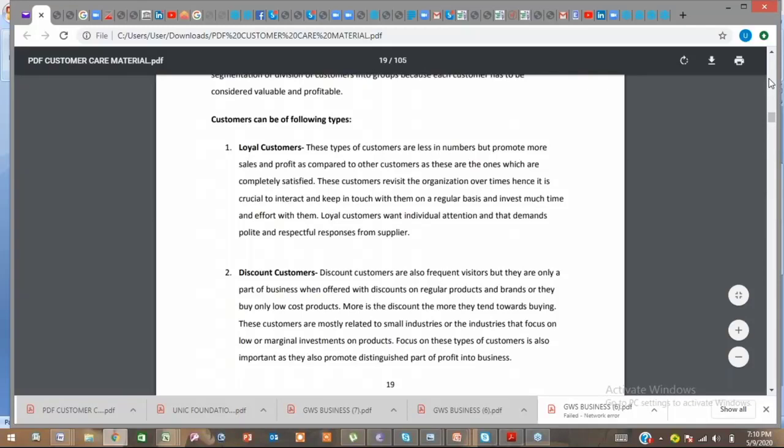These types of customers are fewer in number but promote more sales and profit compared to other customers, as these are the ones who are completely satisfied. They are loyal because they are completely satisfied. These customers revisit the organization over time, hence it is crucial to interact and keep in touch with them on a regular basis and invest much time and effort with them.